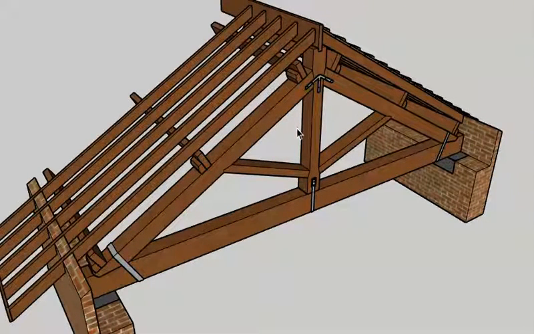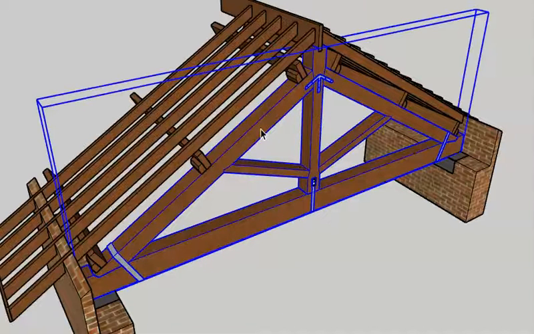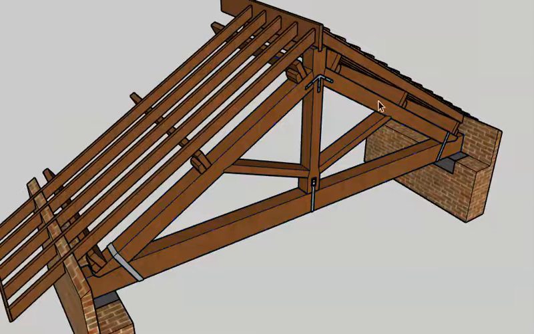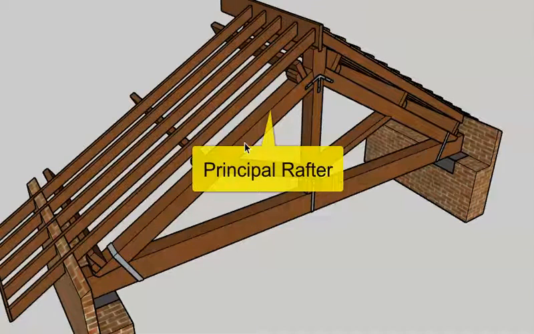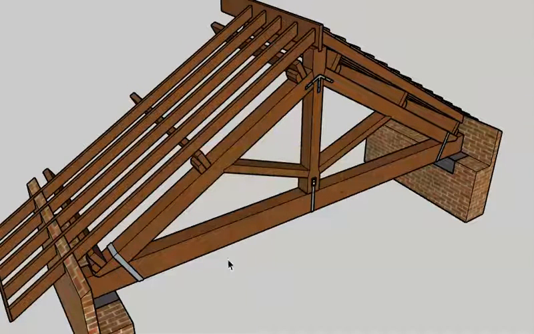The king post truss consists of these two members here, which you can see 1 and 2. These two members are called as the principal rafters. The bottom member which you are seeing here is called the tie member. The vertical member here is called as the king post, and these inclined members, they are called as the struts. So these members together constitute the king post truss.